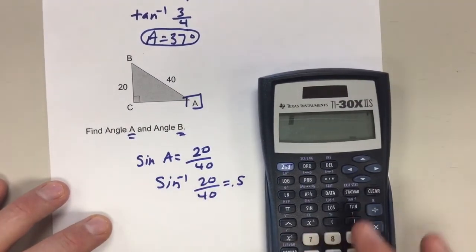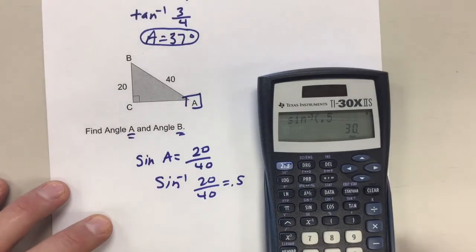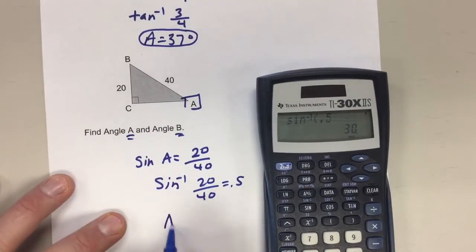So since I'm using sine, I'm going to do second sine, and then I'll just type in 0.5 because it's shorter. And I get 30 degrees. So A is 30.